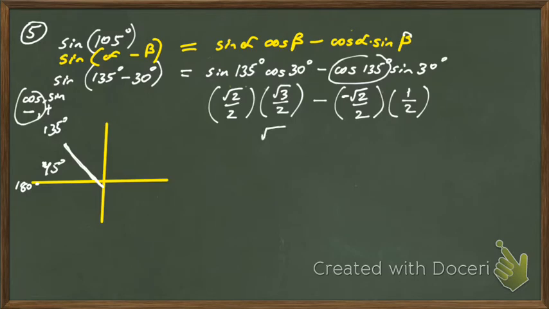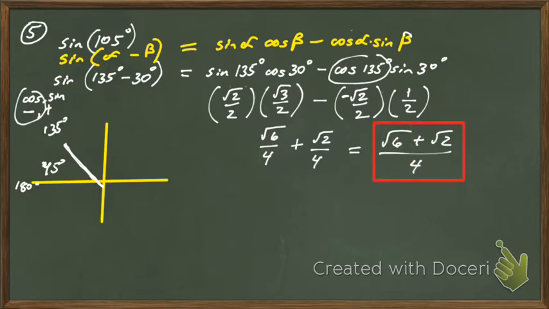So you multiply top times top, bottom times bottom. Negative times a negative is a positive. You have a common denominator, so write it as a single fraction, and you would have this.